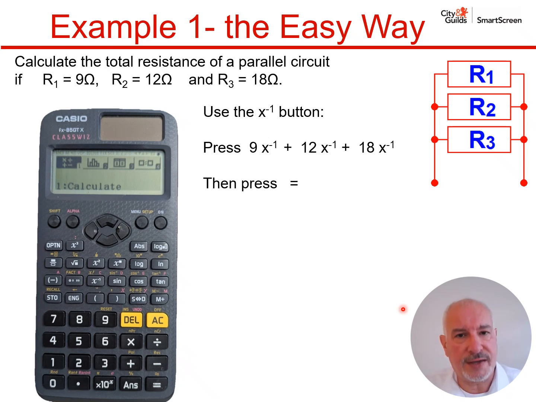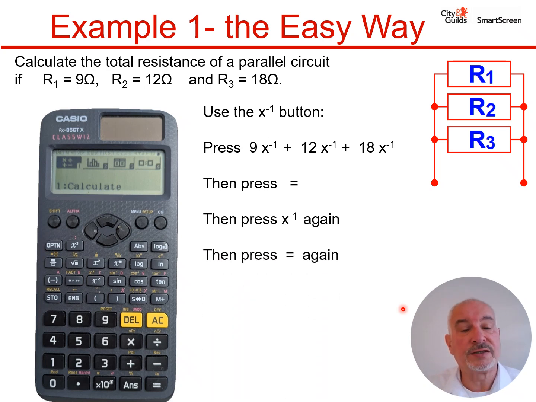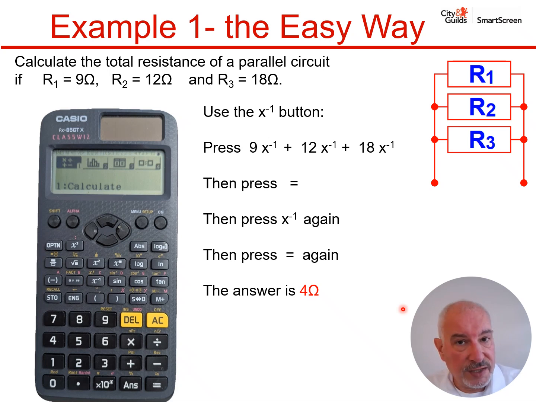We're not quite there yet, because that's the reciprocal of the total resistance. So now in order to find the total resistance, we're going to press the X-1 button again and the equals button again, and we've now found the value of the total resistance, and your calculator should be reading 4 ohms. I wouldn't say it's easy, but it's certainly a lot easier than all the longhand maths that we were doing previously. And it's the way to go really.